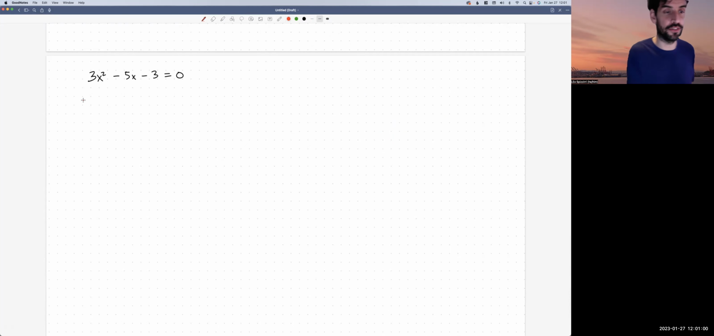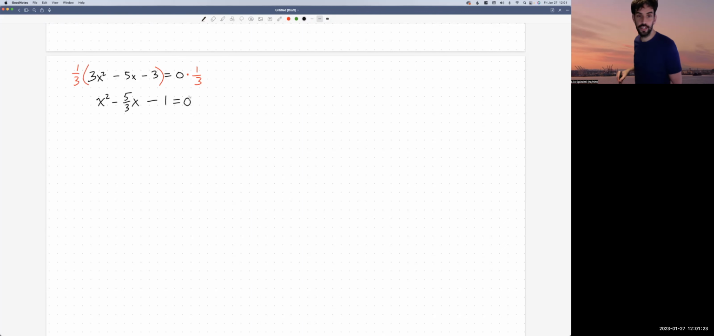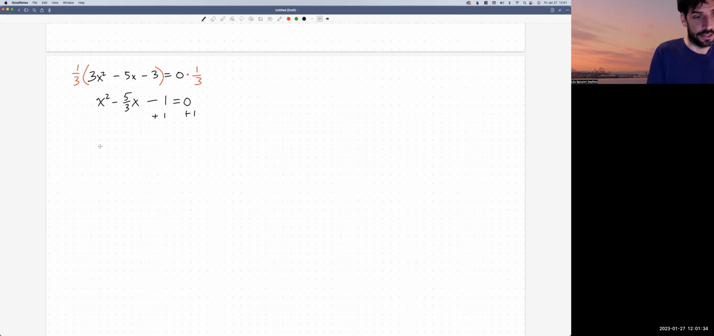It's perfectly reasonable to take an equation like this and multiply both sides by 1/3. So on the left, we've got to distribute: 1/3 times 3x squared gives me x squared. 1/3 times -5x is -5/3 x. 1/3 times -3 is -1. And of course, 0 times 1/3 is 0. We're going to now play the same game because now I do have a coefficient of x squared that's 1. So I'm going to first add 1 to the other side. I'm going to get x squared minus 5/3 x is equal to 1.